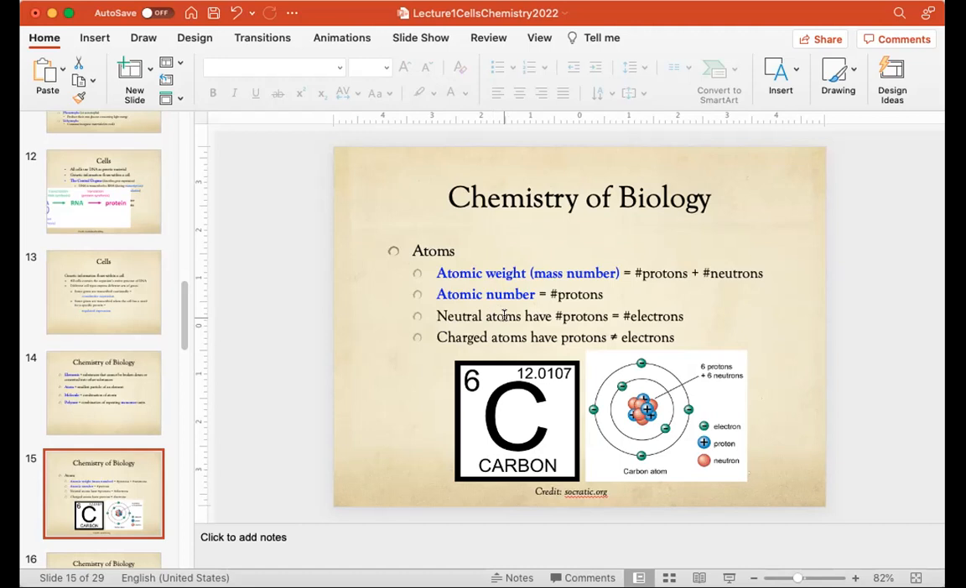If it's a charged atom, it's going to have an unequal number of protons and electrons. So for carbon, there are 6 protons in carbon. We know that the number of protons plus the number of neutrons is 12, at least in the most common form of carbon found on our planet. So if there are 6 protons and the number of protons and neutrons is 12, then the number of neutrons is also 6. 6 plus 6 is 12. If there are 6 protons, we know there are also 6 electrons in that neutral atom.